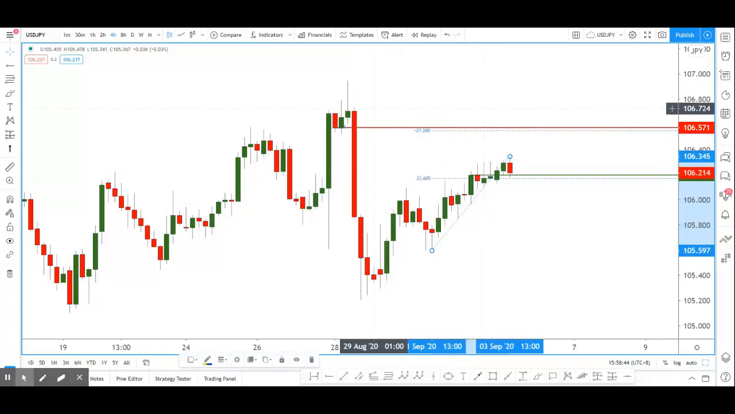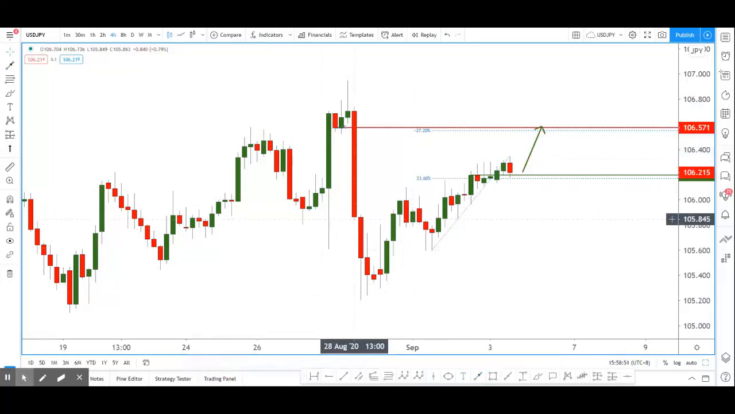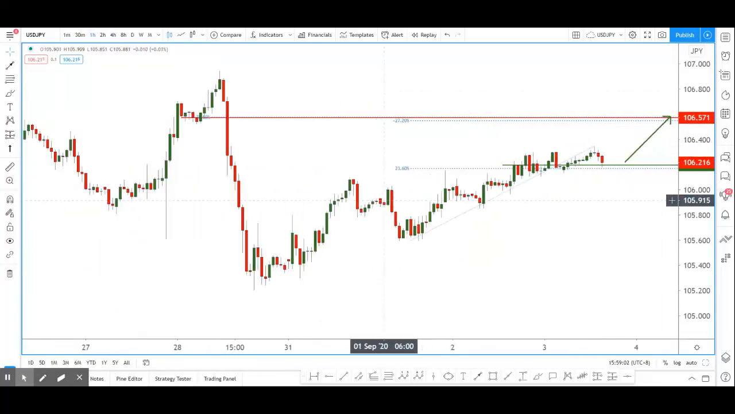So now that I have the support and I have the resistance, what I'm expecting is for price to actually make a push up towards our daily target. Now, to find a proper entry and just to really see price movement better, let's go down to the 1 hour time frame.